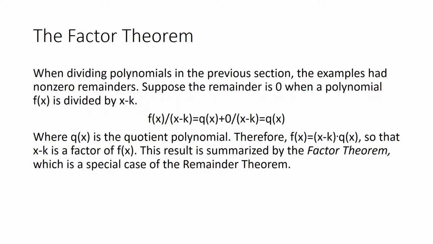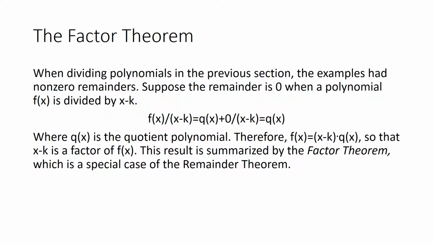The factor theorem. When dividing polynomials in the previous section, the examples had non-zero remainders. Suppose the remainder is 0 when a polynomial f of x is divided by x minus k. F of x divided by x minus k equals q of x plus 0 divided by x minus k equals q of x, where q of x is the quotient polynomial.